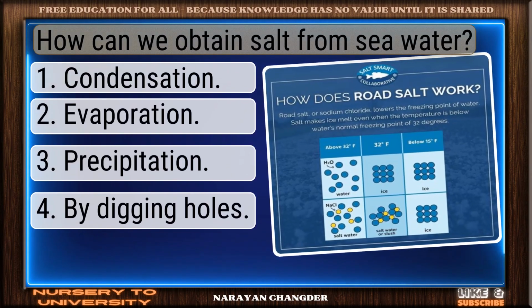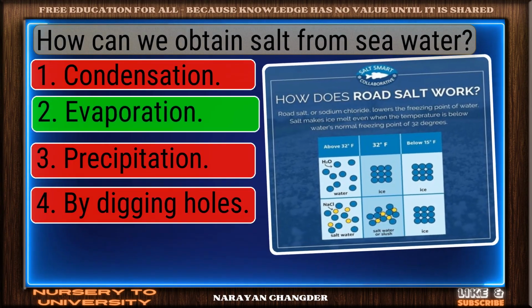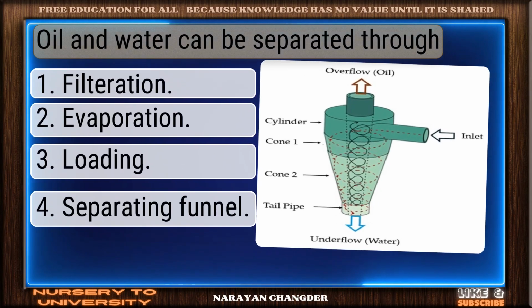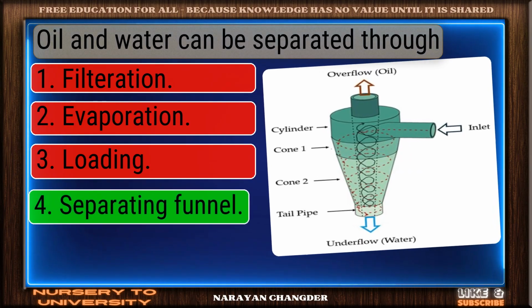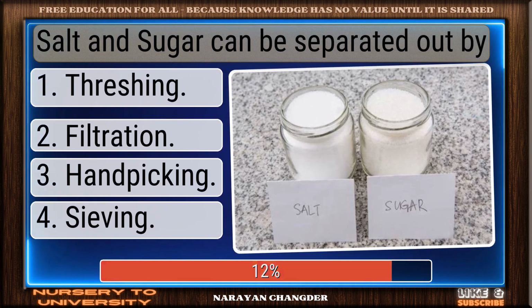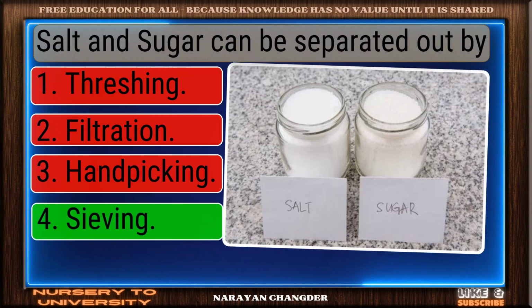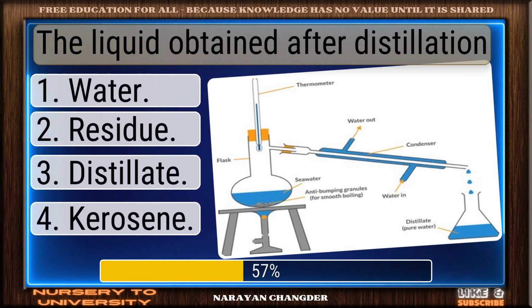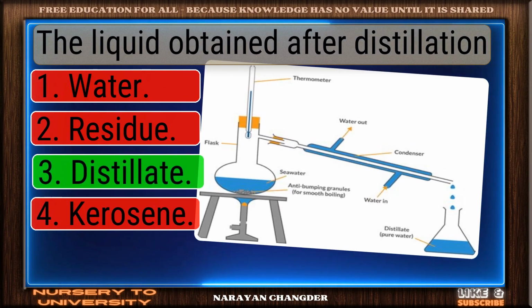How can we obtain salt from seawater? Great job. Evaporation is the accurate answer. Oil and water can be separated through. Bravo. Separating funnel is the answer. Salt and sugar can be separated out by. Smart pick. Sieving is the correct choice. The liquid obtained after distillation. Solid response. Distillate is a valid choice.